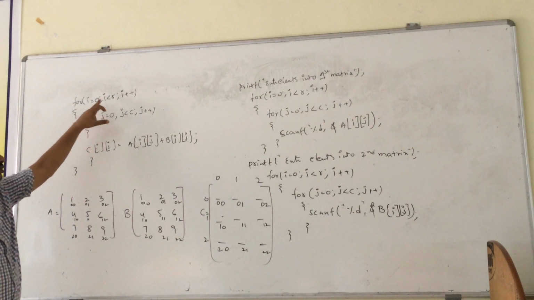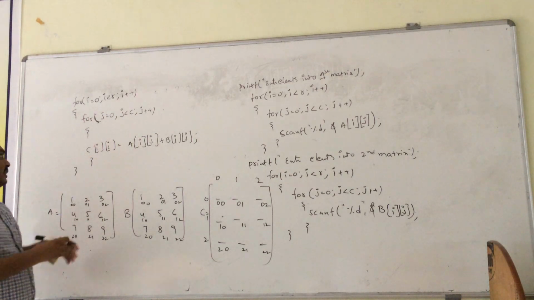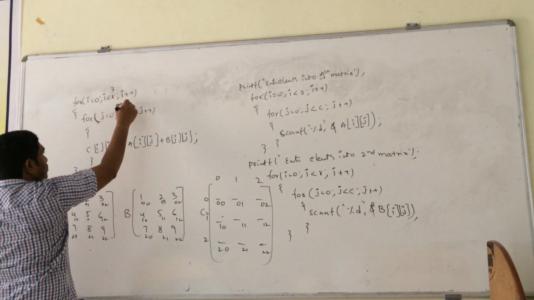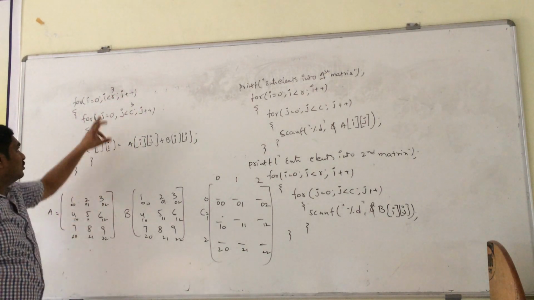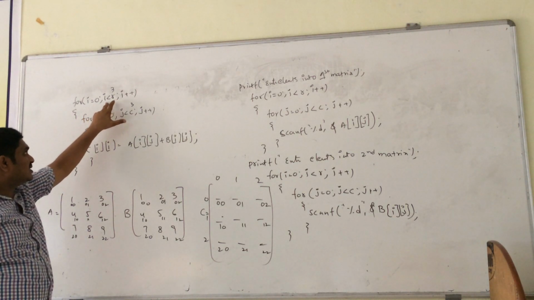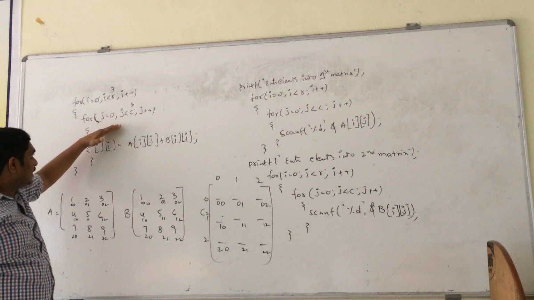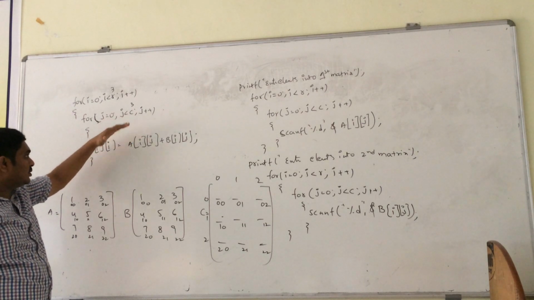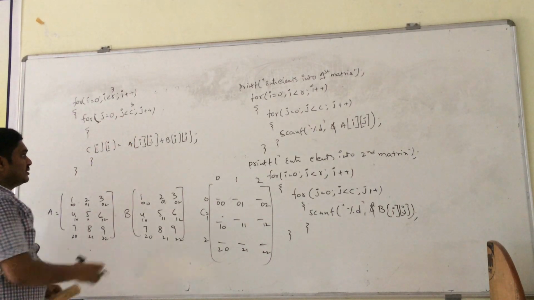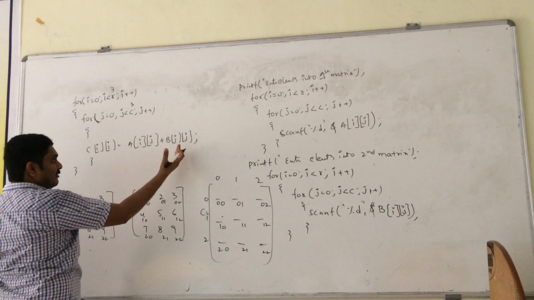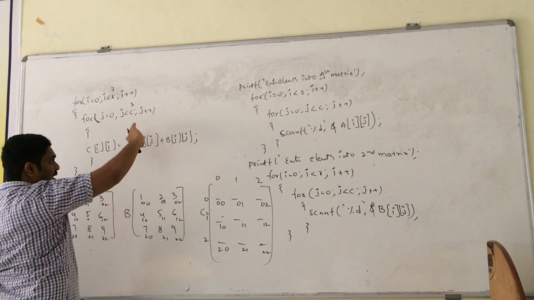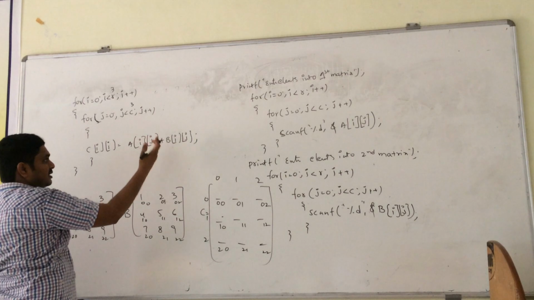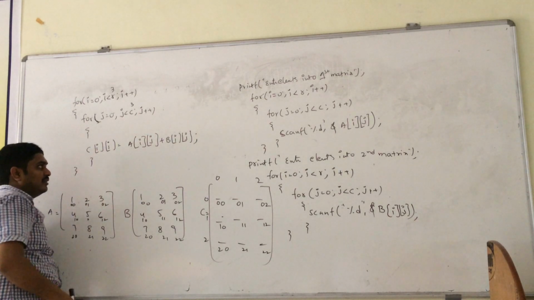For i equals 0, here the number of rows is 3 and the number of columns is 3. So 3, 3. For i equals 0, 0 less than 3, condition true. So it enters into the loop. For j equals 0, 0 less than 3, condition true, it enters into the loop. First the right side calculation is done, and after its completion, it will be stored into the left side value.